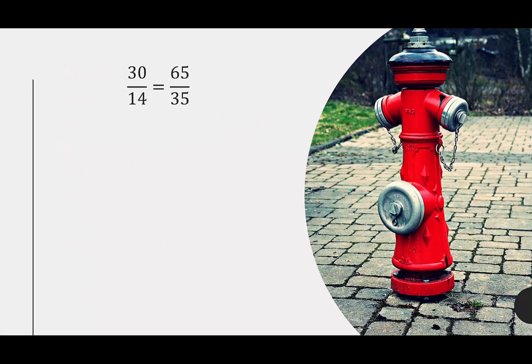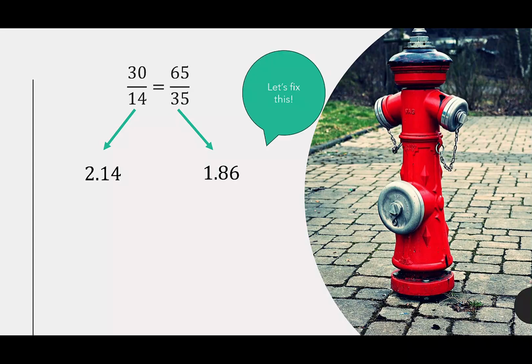We can separately put each of these numbers into our calculator and get a decimal representation. 30 over 14 is equal to about 2.14. 65 over 35 is equal to about 1.86. We can see that these two numbers are not equal to each other, which means these ratios are not equivalent. So let's see what we can do to fix this.